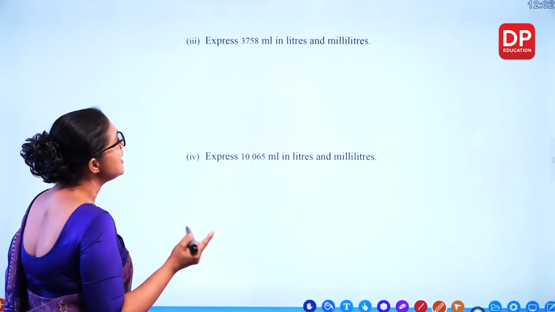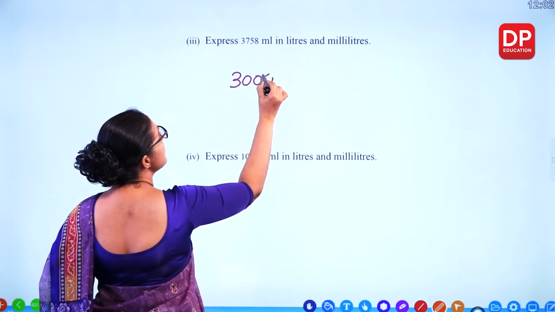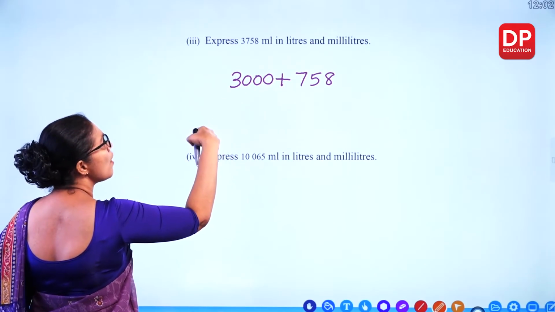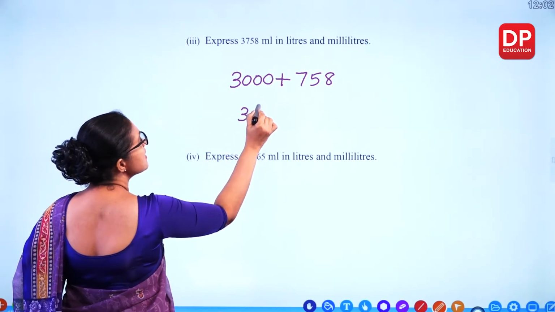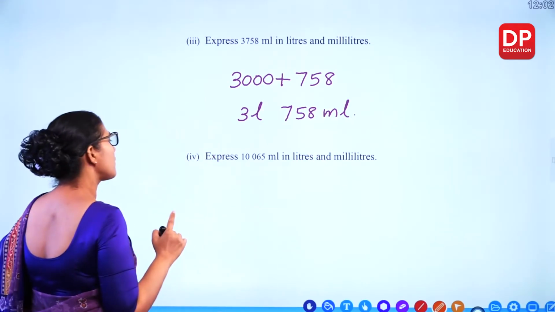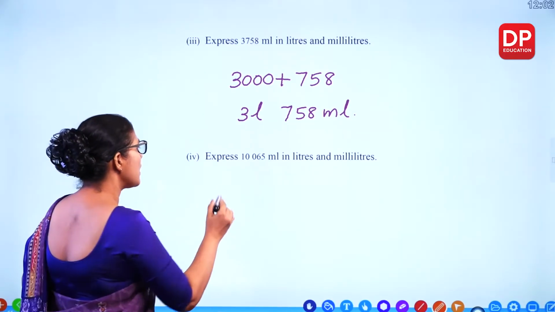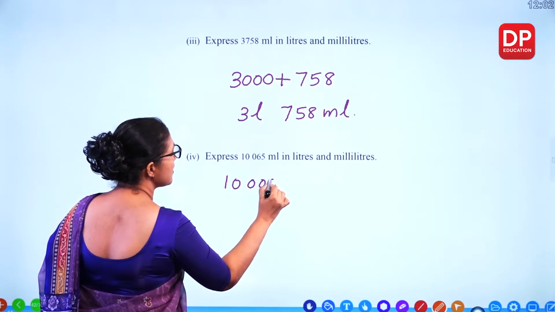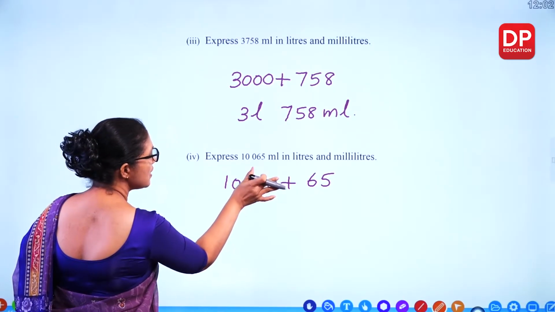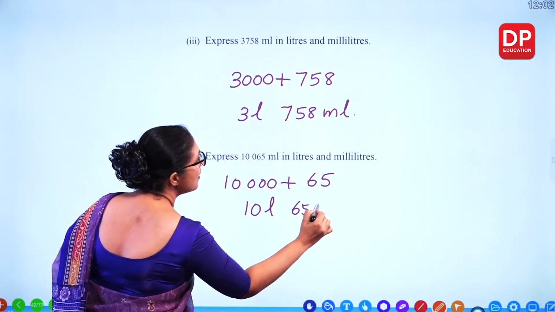3758 milliliters in liters and milliliters now. So we can split. I can write 3000 plus 758. 3000 means divide by 1000. You get 3 liters and 758 milliliters. Express 10,065 milliliters in liters and milliliters. So we can split this one, 10,000 plus 65. So when you divide by 1000, 3 zeros get cancelled out. 10 liters and 65 milliliters.